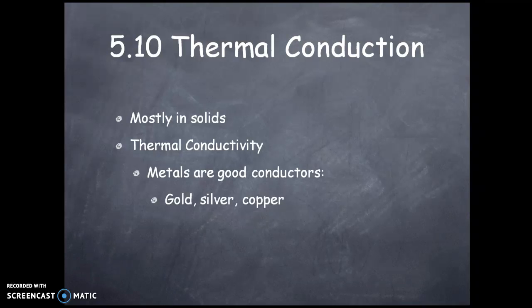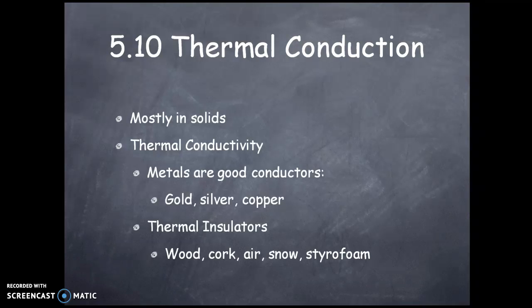Thermal conduction mostly happens in solids. Usually metals are good conductors of heat, and examples of these thermal conductors are gold, silver, and copper. The ones which do not let heat flow through them are called thermal insulators. Examples of thermal insulators are wood, cork, air, snow, and styrofoam.